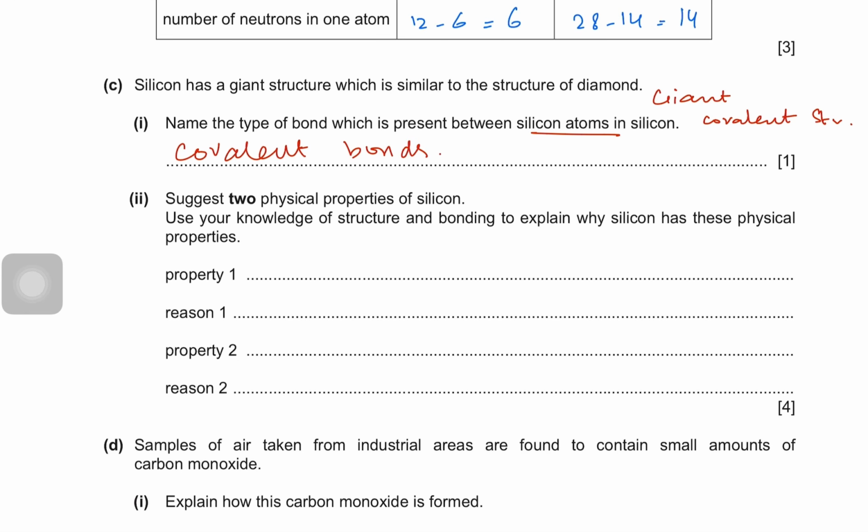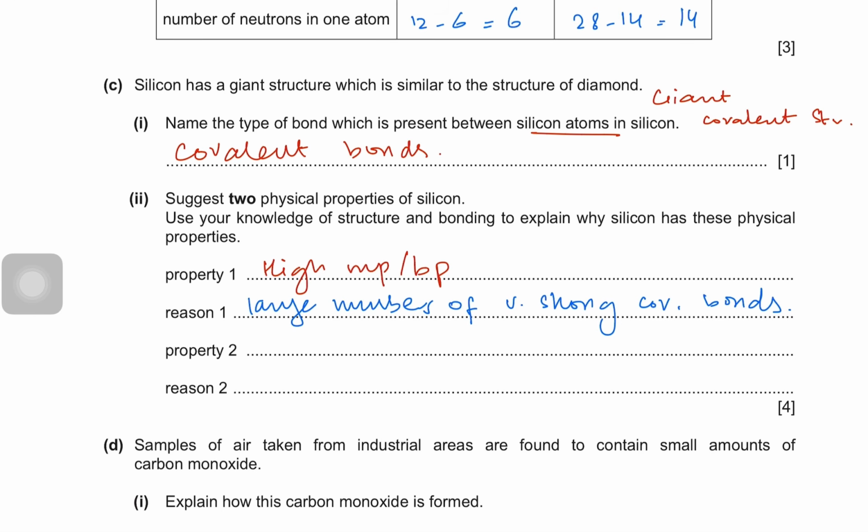Suggest 2 physical properties of silicon. Use your knowledge of structure and bonding. Giant covalent structure means high melting point and boiling point. The reason is a large number of very strong covalent bonds. I'm writing in short form, but you can't do that in your actual examination.